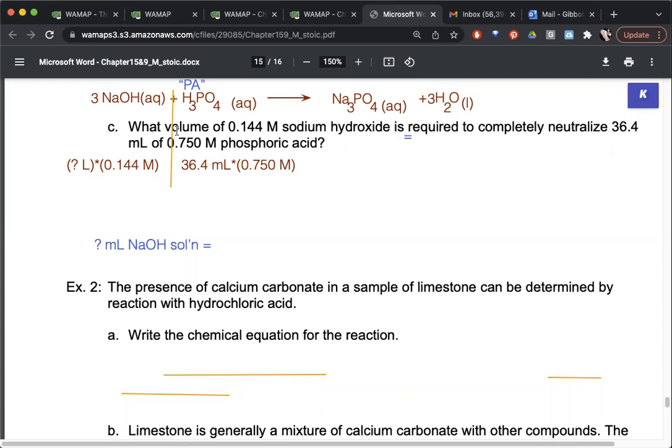And there we have a volume and a molarity connected by "of," so I'm going to start with that. 36.4 milliliters of PA solution. And I'm going to break out that capital M, that molarity, into moles on top and liters on the bottom. So that's going to be 0.750 moles of solute, the H3PO4, per 1 liter of that solution.